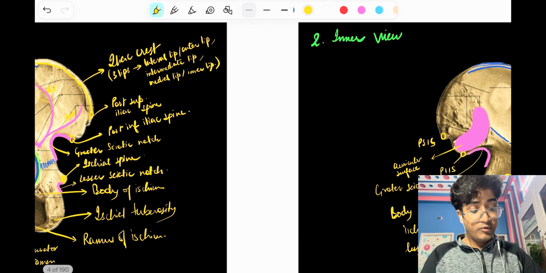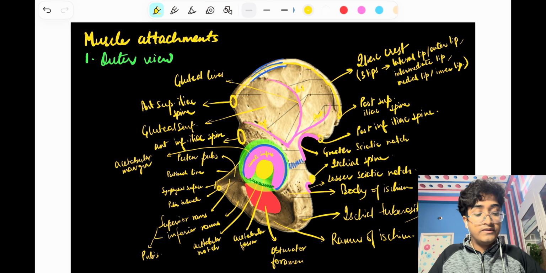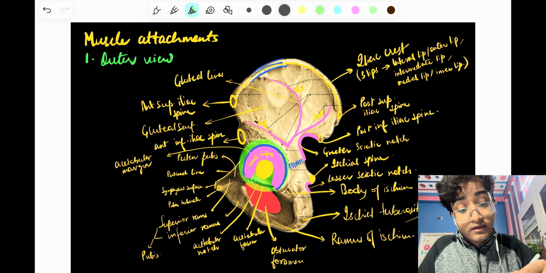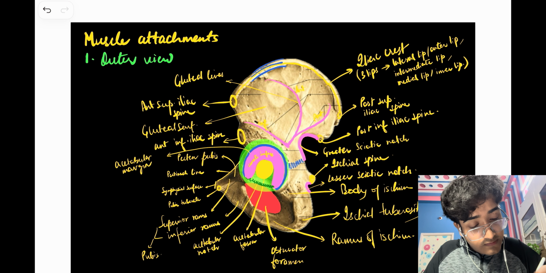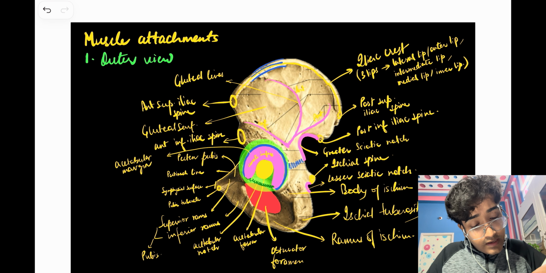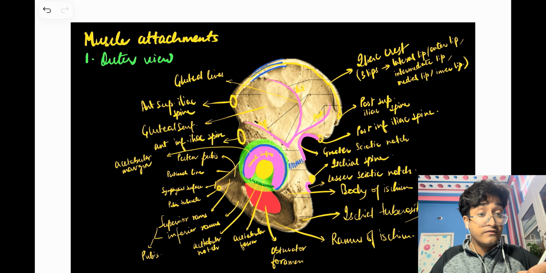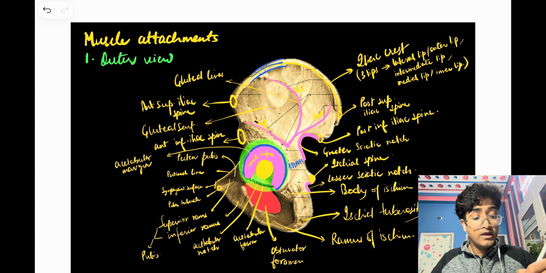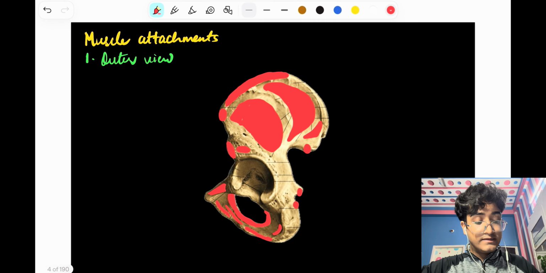So you're done with the bony landmarks of this hip bone. I hope you understand. Now we'll deal with the muscle attachments. Oh, one more thing. This acetabulum, it is formed. Two-fifths of its portion is formed by the ilium bone. Two-fifths of its portion is formed by the ischium bone, and the remaining 1/5 of this acetabulum is formed by the pubis.